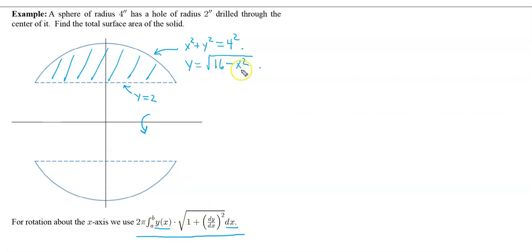Now the y is going to be given by this equation up here, and we have to determine our limits of integration a and b. For this portion of the curve right here, let's determine our limits of integration a and b. This is supposed to be a hole of radius 2 being drilled through the center of our sphere. So we can use a little bit of right angle trigonometry here to determine our limits of integration like this.